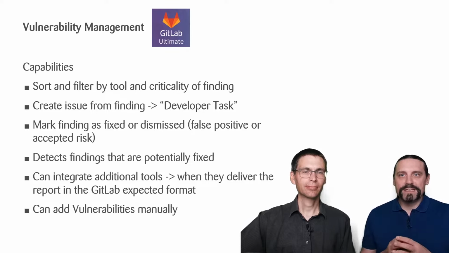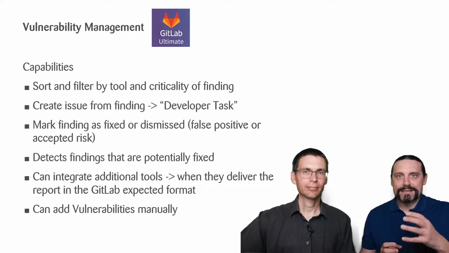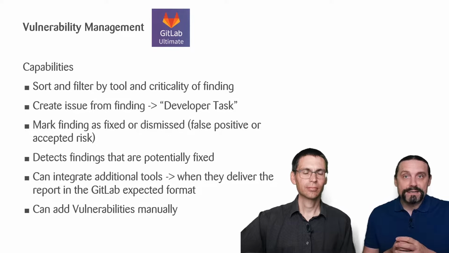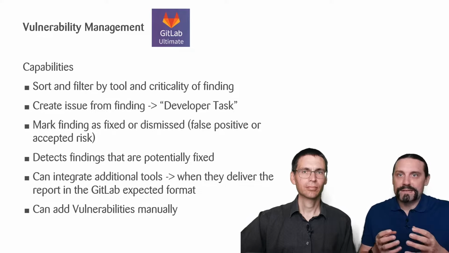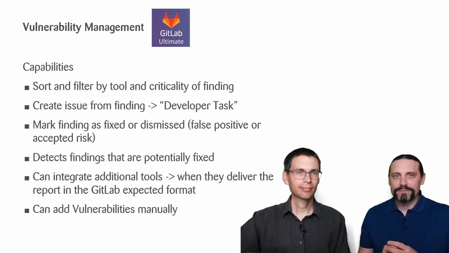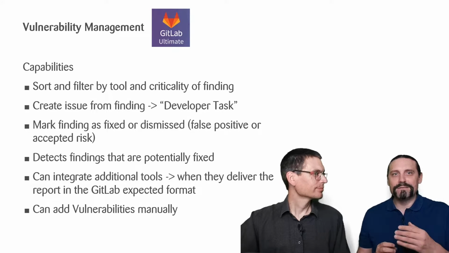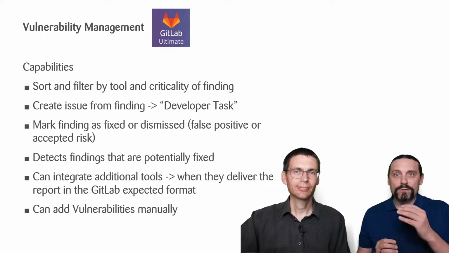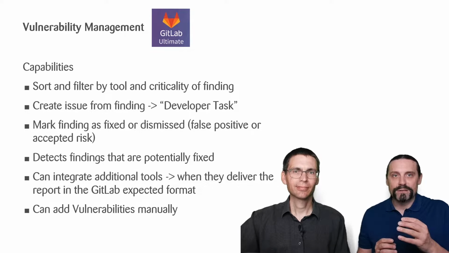And of course, you need to be able to mark findings as fixed or as dismissed. This can be the case, of course, when it is a false positive or if it is an accepted risk. And one of the very cool features of GitLab is that when we run again our pipeline with some changed code, it also detects if a vulnerability has already been fixed. This vulnerability is then marked as potentially fixed, and we are able to mark it as fixed.